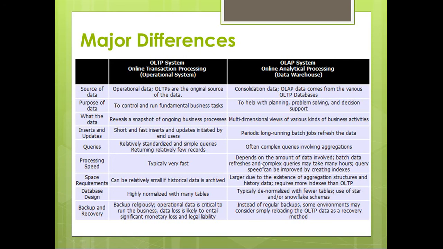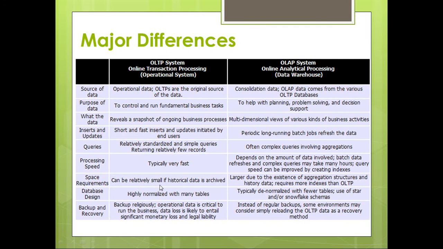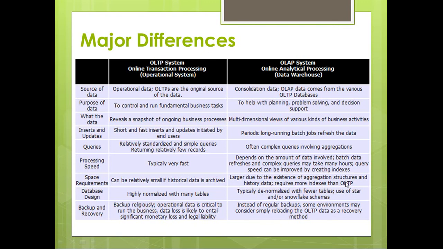And oftentimes with the OLAP, you have to create indexes in order to improve their performance and the read speeds. Space requirements: they can be small if historical data is archived in an OLAP. However, OLAPs, since they contain the archived data and aggregations and historical data, tend to be massively large and need more indexes than OLTP.